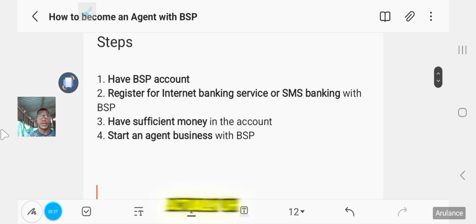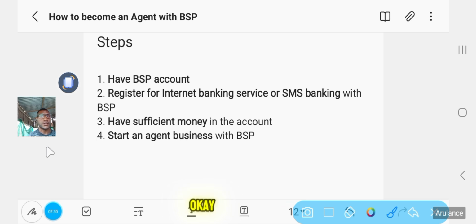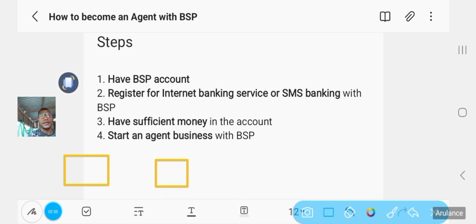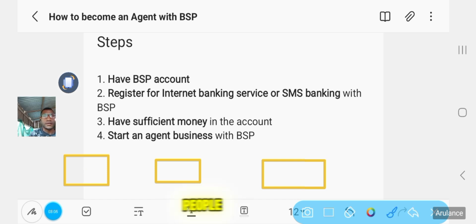But let me show you a diagram of how you can use this. Let's assume that we have three people. Just imagine in your mind that you have 3 people. Number 1 is you, number 2 is the client, and number 3 is the bank. So you, the client, and the bank.